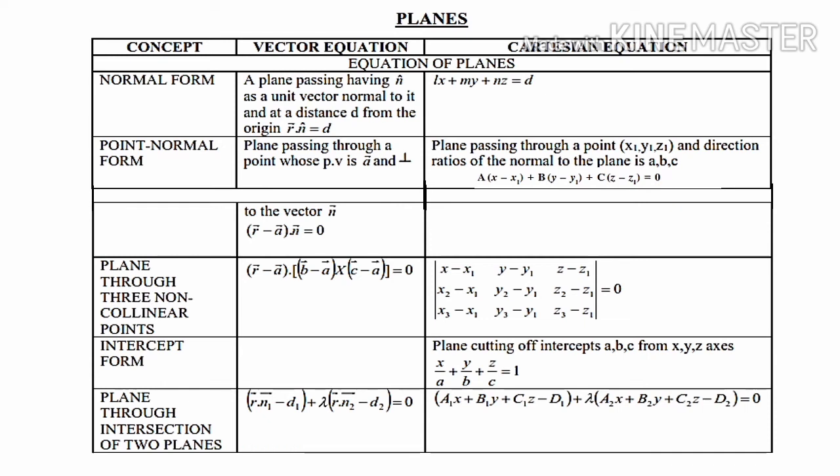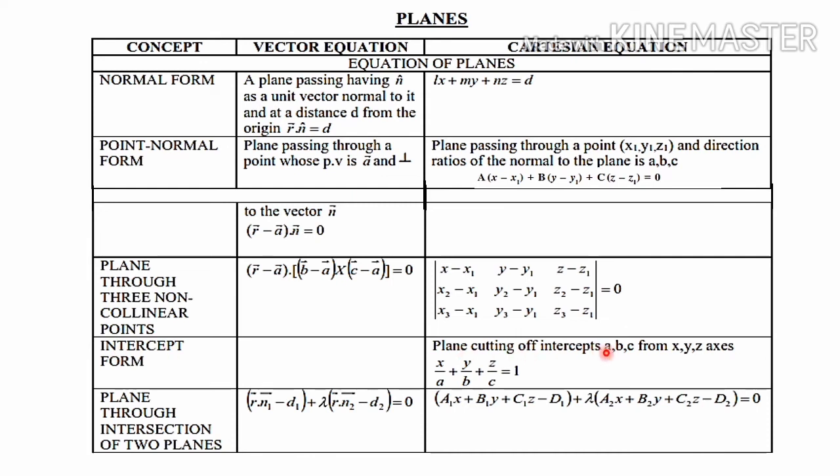Next one, equation of a plane passing through three non-collinear points. The vector form is (vector r minus vector a) dot (vector b minus vector a) cross (vector c minus vector a) equal to 0. And the Cartesian form is the determinant with rows (x minus x1, y minus y1, z minus z1), (x2 minus x1, y2 minus y1, z2 minus z1), (x3 minus x1, y3 minus y1, z3 minus z1) is equal to 0. Next is intercept form.